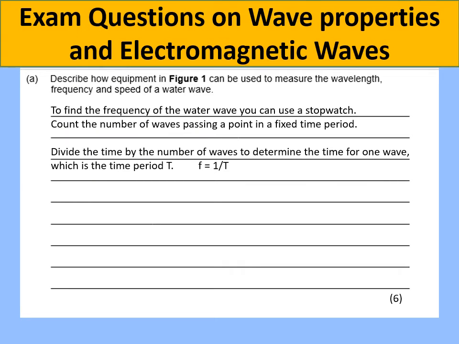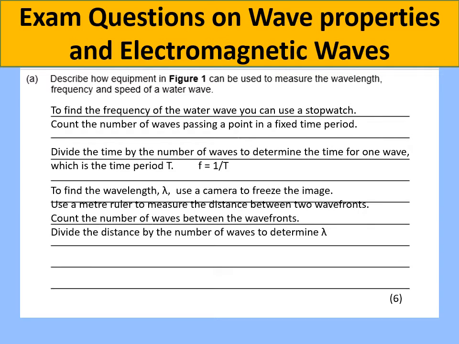So this is a 6-mark question, so let's see if we can do the first bit, which is work out the frequency. To find the frequency of the water wave, you can use a stopwatch. You count the number of waves passing a point in a fixed time period. You decide on the point and you choose a time, let's say 10 seconds, and you count the number of waves that pass using the stopwatch in 10 seconds.